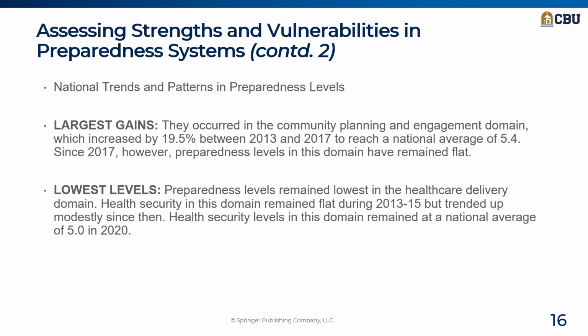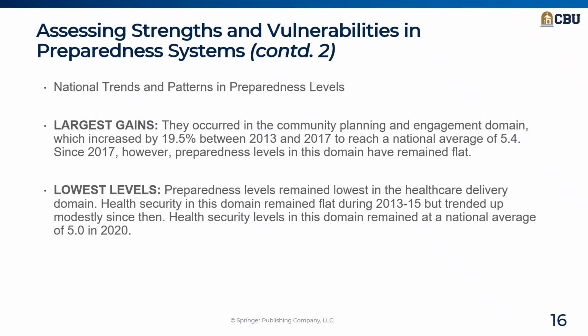The national preparedness trends show the largest gains in community planning and engagement overall. Between 2013 and 17, preparedness in this area, as measured by the index, increased by nearly 20%. This reflects stronger relationships among government agencies and CBOs, community-based organizations. These partnerships are critical for resilience and faster recovery after disasters. This domain was the nation's weakest area in 2013, but it improved more than any other.